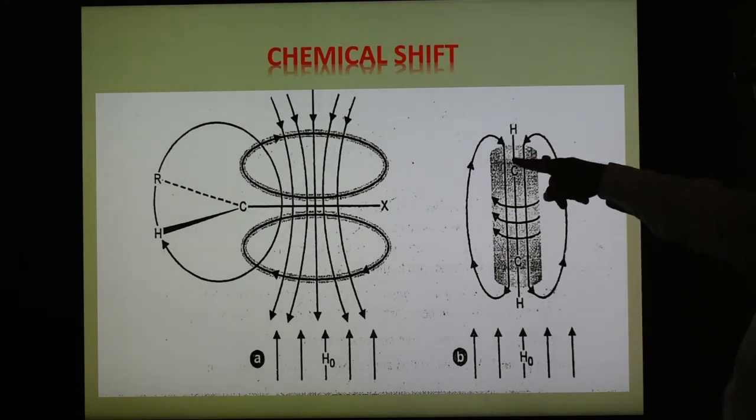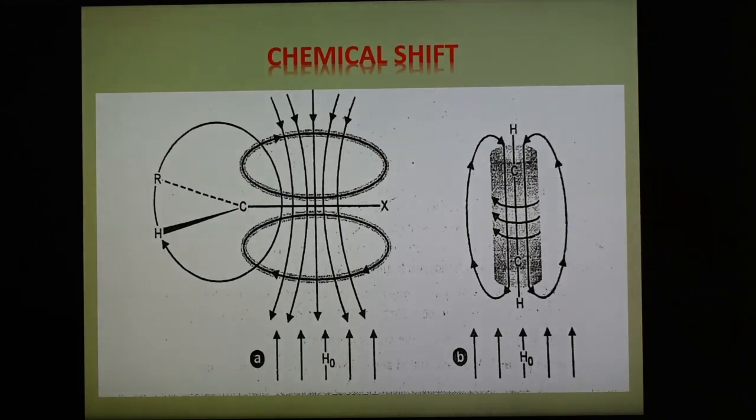This is the carbon-carbon triple bond, this is acetylene, and the field H0 is applied. Figure B shows that circulation of the pi electrons of acetylene produces an induced field which opposes the applied field at the proton. That is, aldehydic or olefinic protons are deshielded, while acetylenic protons are shielded.